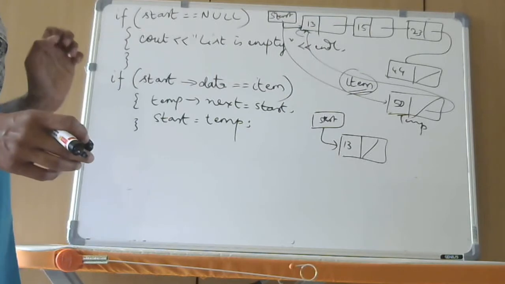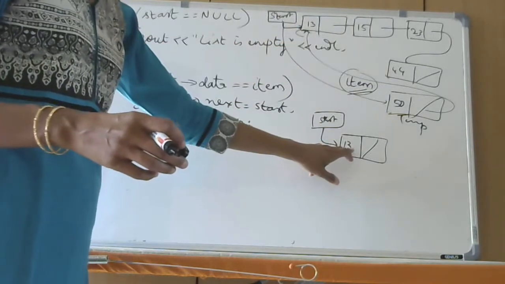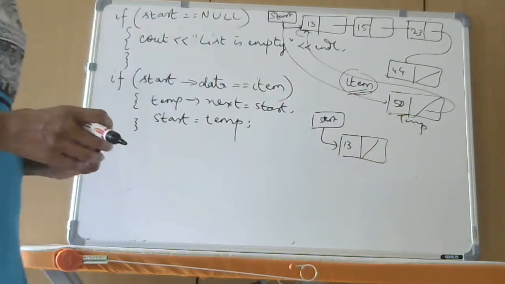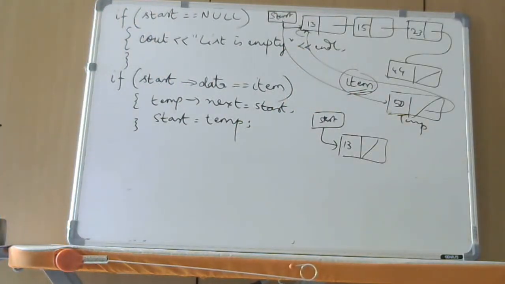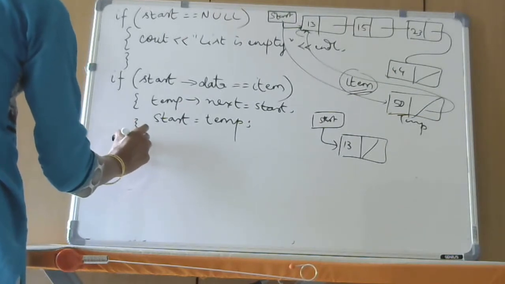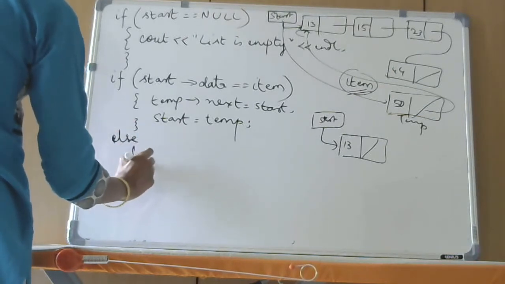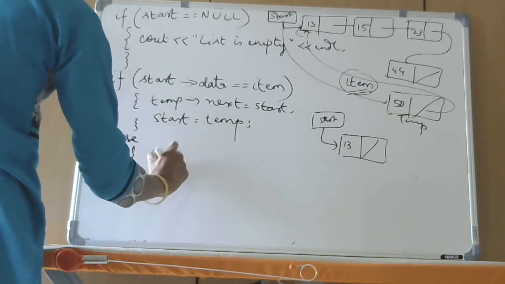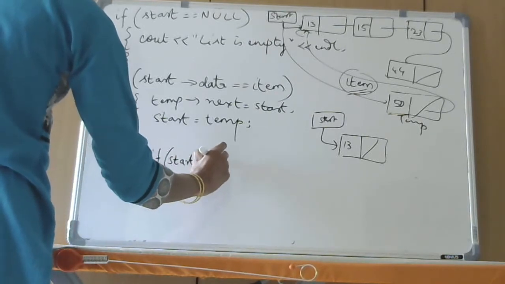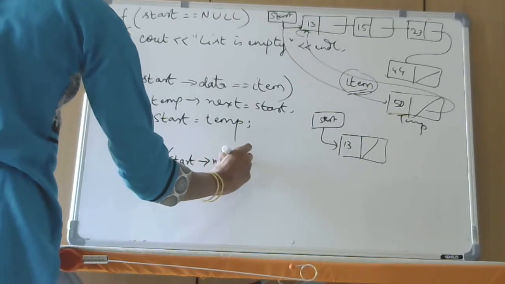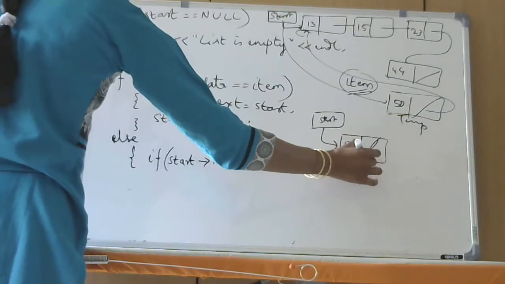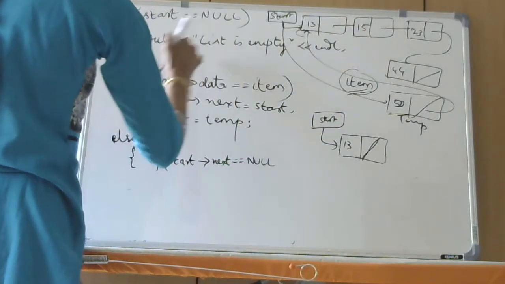Next, what I am checking: I want to insert before 13. That's okay, but 13 is the only element. So what should you do? That we have to see. So I have to check that as else if start of next is equal to null. That means if it is the only element, then this will be null. But here this will not be null. That's why we have not checked.